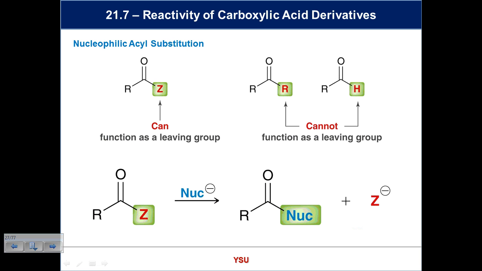Well, we need a mechanism. We need to worry about how these things react. When we did aldehydes and ketones, they added things. You did not lose the R groups. You did not lose the hydrogen. They simply added things. So that was nucleophilic addition.